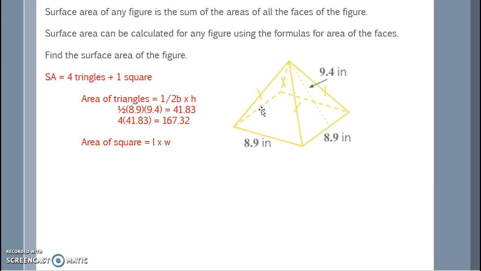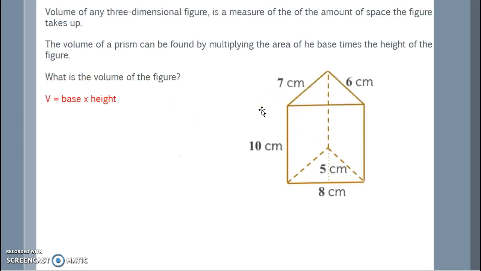The area of the square is length times width, so 8 and 9/10 times 8 and 9/10 gives us 79.21. Adding them all together, we get 246 and 53/100ths square inches.